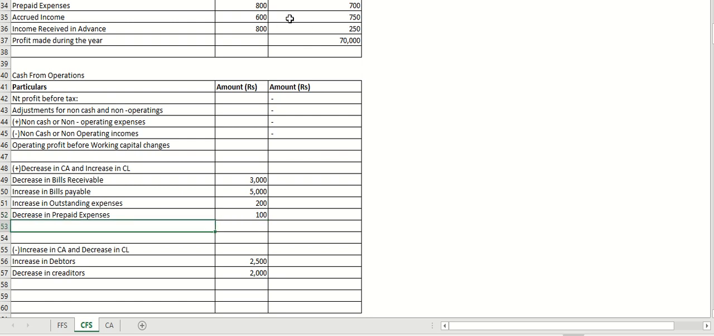Accrued income, last year 600, the current year it is 750. So accrued income is basically a current asset. The income which is yet to be received. It has increased, so you will minus it.